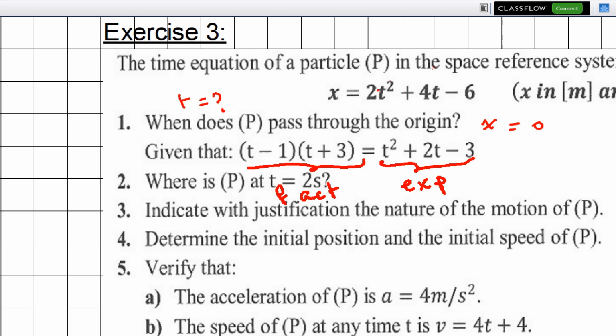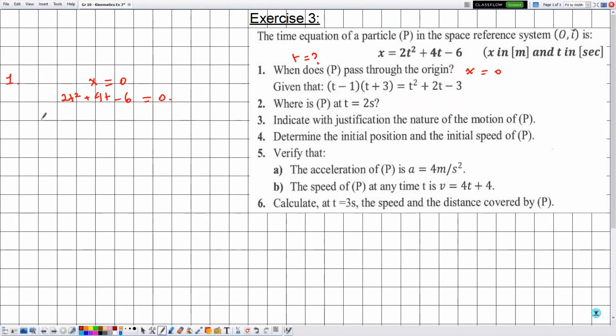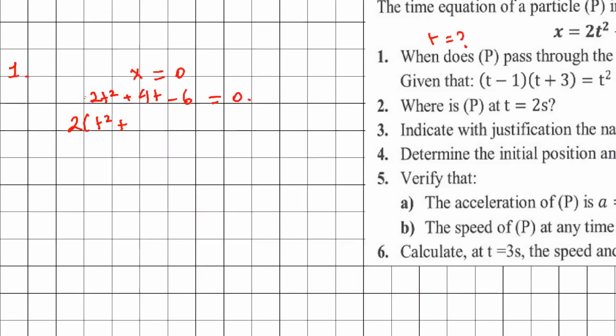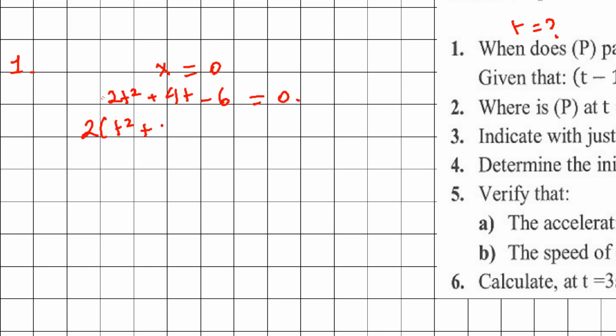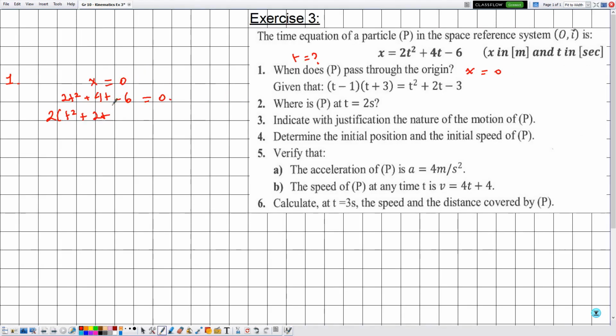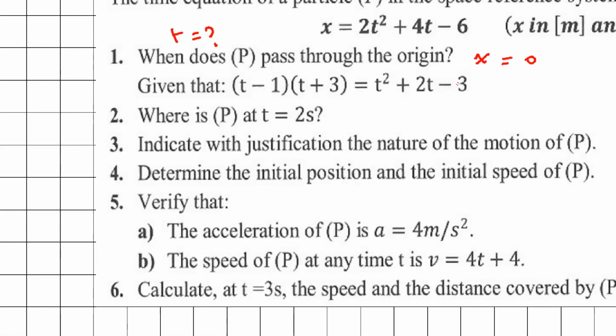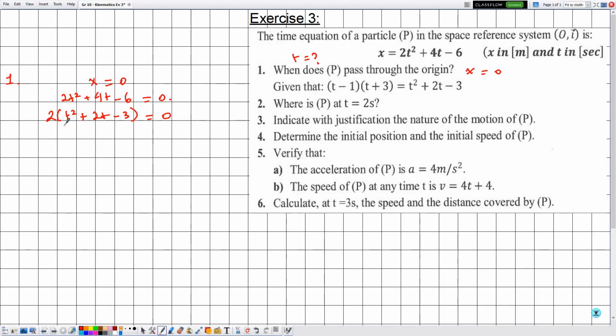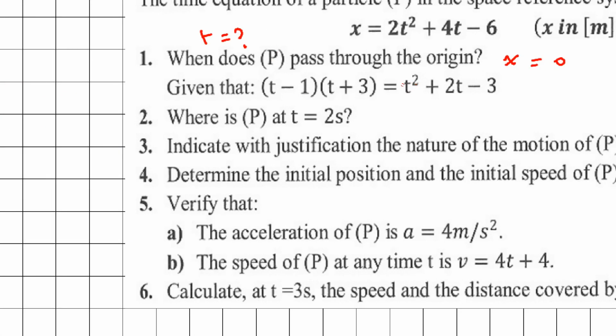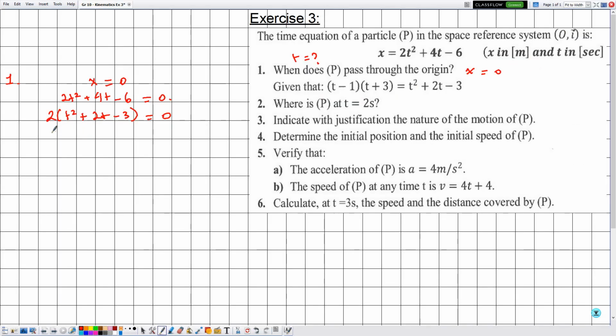Now notice, what's the common between this form and this form? We can notice that if we take on this side 2 as a common factor, we have t square, 4 divided by 2 gives plus 2t, 6 divided by 2 gives minus 3, equal to 0. Now we can notice that this form is identical to this form. And now if we replace the expanded form by the factorized form, then we are able to solve this equation.